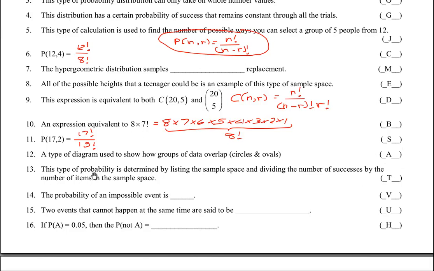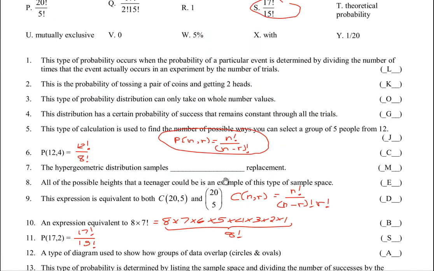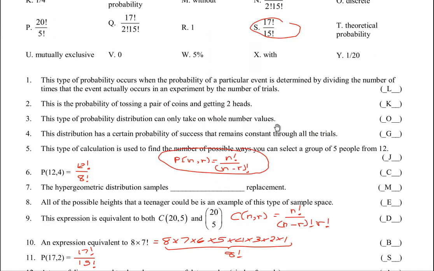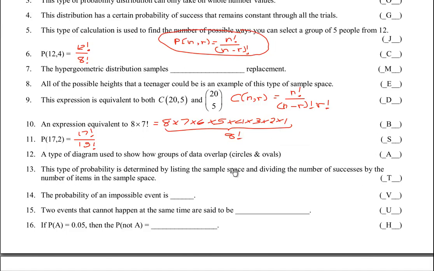Number 13, this type of probability is determined by listing the sample space and then dividing the number of successes by the number of items in the sample space. And so that is a theoretical probability model. So answer T is theoretical probability. So that's theoretically what should happen, okay, without performing an experiment. Experimental probability won't necessarily be the same. It'd be quite close if you perform a sufficiently large number of trials, though.